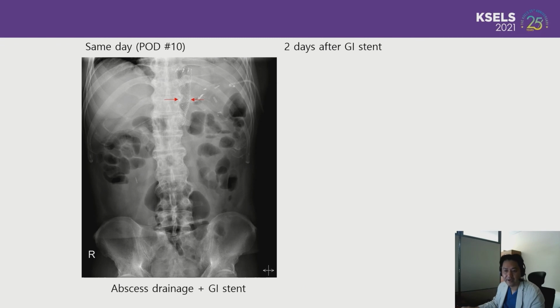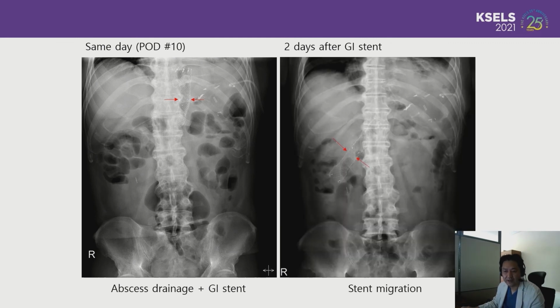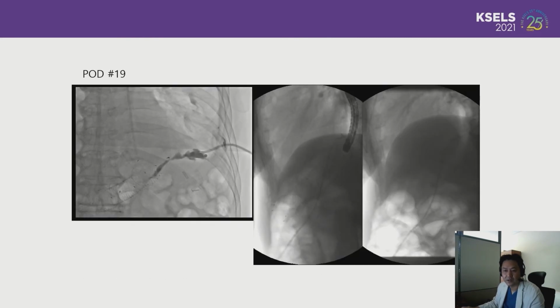We planned combination treatment in this case, such as abscess drainage plus endoscopic GI stent insertion. Immediately after drainage catheter insertion, the patient underwent endoscopic GI stent insertion. However, 2 days after endoscopic GI stent insertion, the follow-up radiograph shows stent migration like this. We reinserted the GI stent 3 times more, but stent migration was repeated.